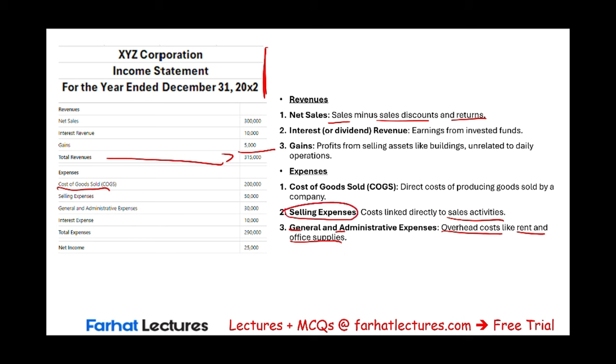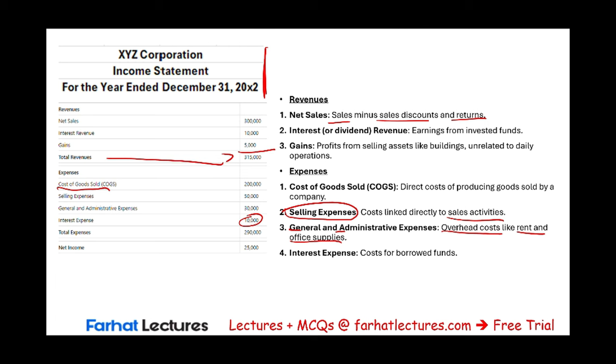Selling costs are costs like advertising expense. Costs like shipping, because when you sell something, you have to ship it. Any cost that's related to selling, like paying commission to salespeople, we bunch all those together. Then we have interest expense. Interest expense is the cost for borrowing the funds.